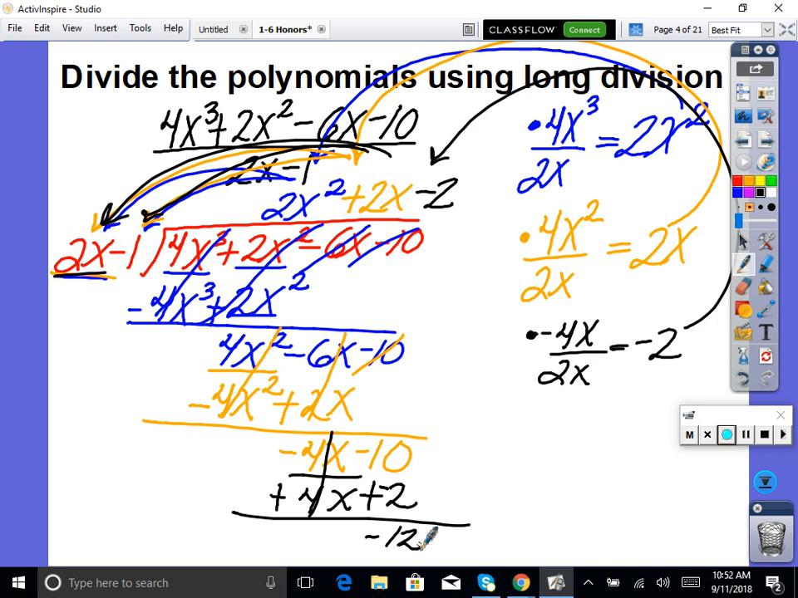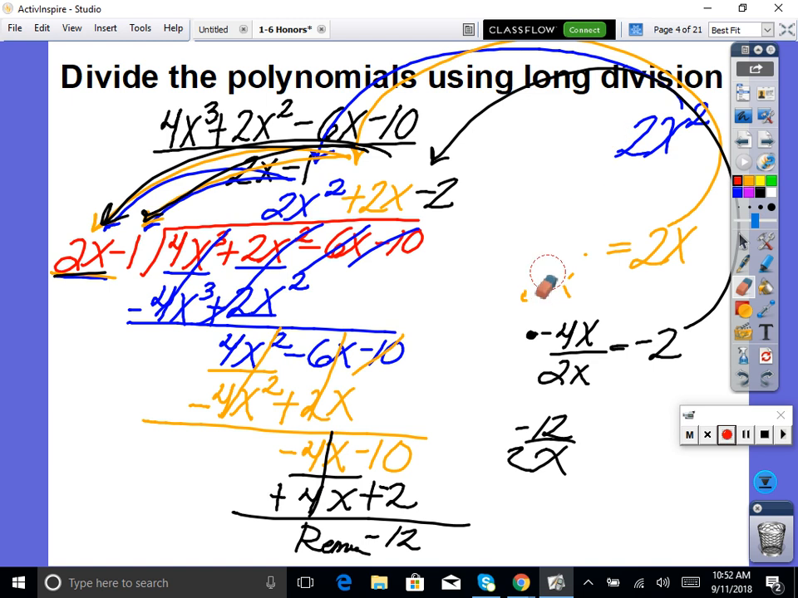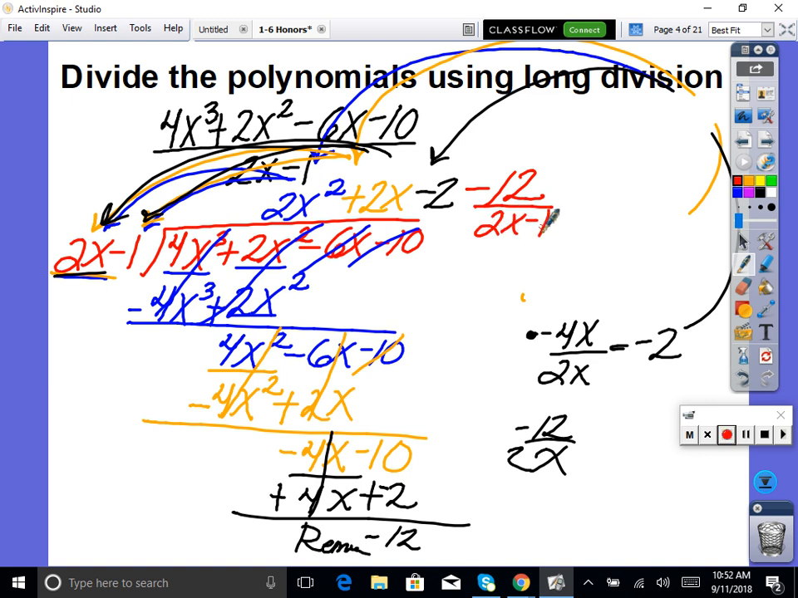Now look, if we tried to do it again, negative 12 divided by 2x, no, it doesn't go in evenly. So we're done. That's our remainder. So here's our answer, but we had a remainder. So we have to add the remainder just like I showed you before, in the previous, easier example. So we're going to say minus 12, and that's over what we were dividing by, 2x minus 1. We've got to put that in there, otherwise you're combining those two, like you'd be able to combine them, which wouldn't make sense.